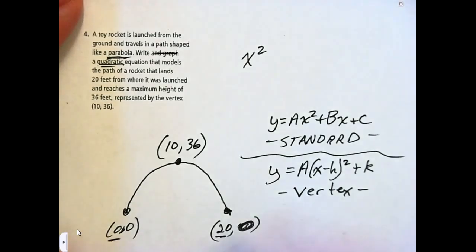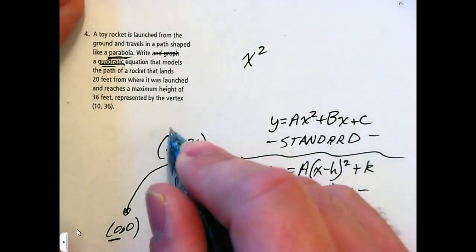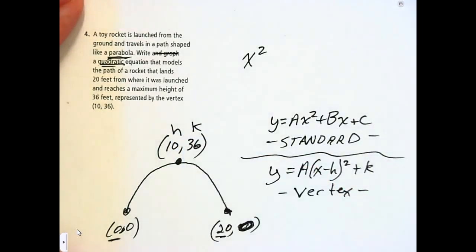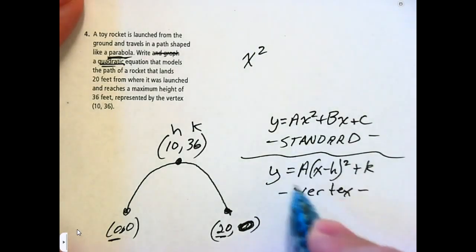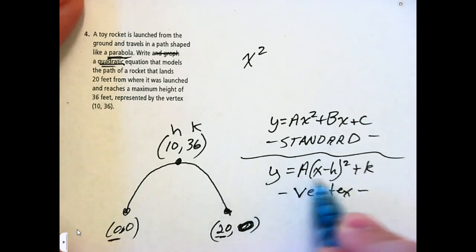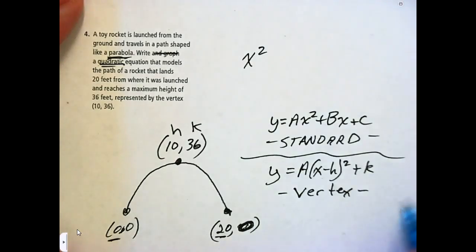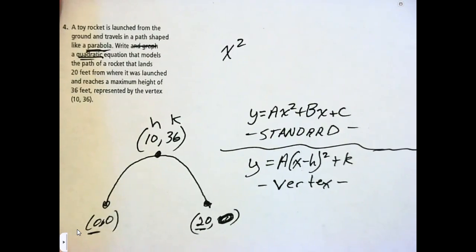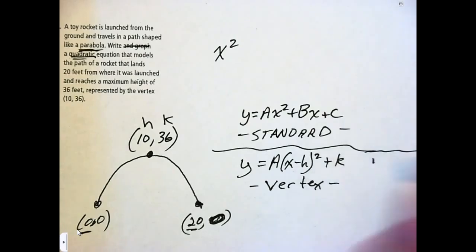If I don't know the vertex, I'm generally using standard form or the other form I'm going to teach you today. So I know the vertex. The vertex is (h, k). In order to write an equation using this form, I need to know three things. Tell your neighbor what three things I need to know.